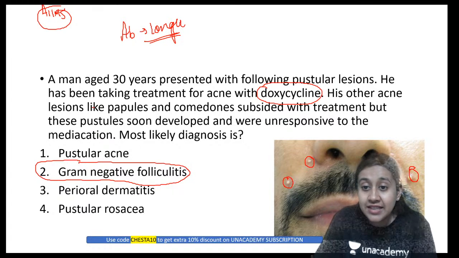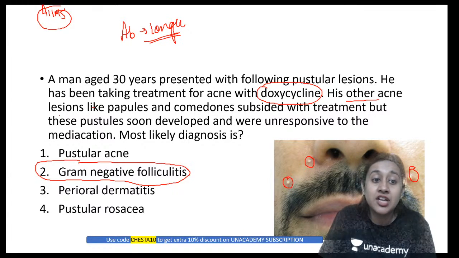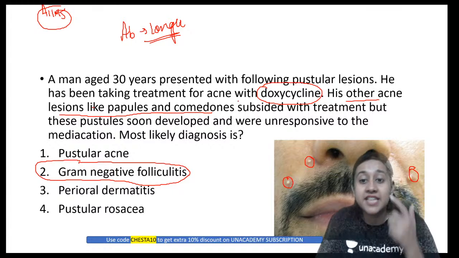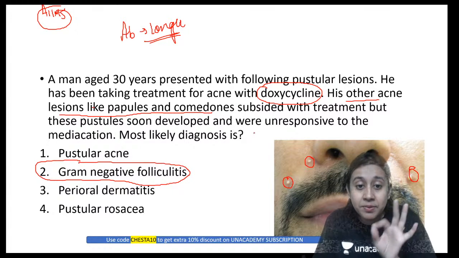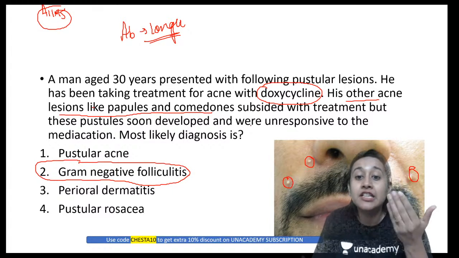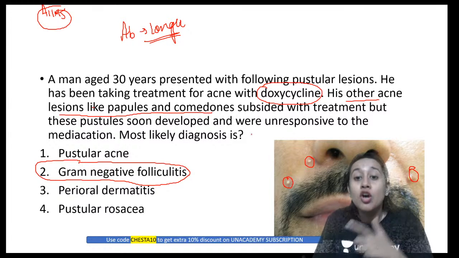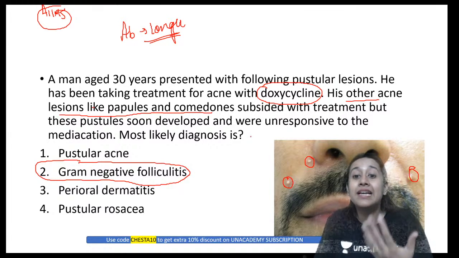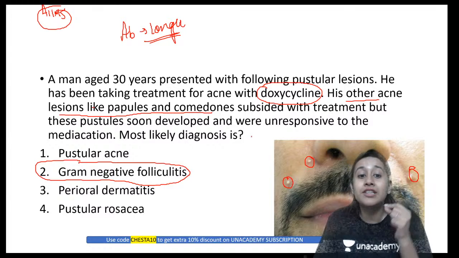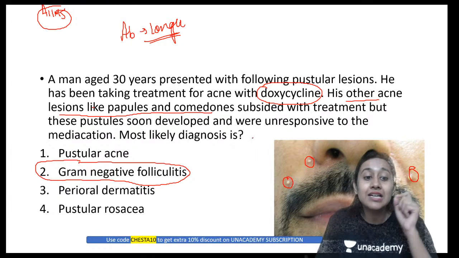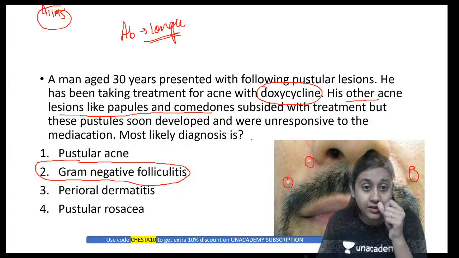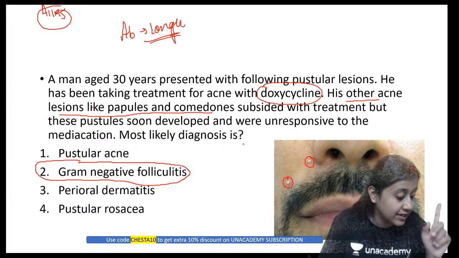They have mentioned that his other lesions, which are acne lesions, have subsided with the treatment. But these pustules are not getting treated with doxycycline because it is a gram-negative organism. So you have to add gram-negative antibiotic coverage for the treatment of this condition. This is a clear-cut case of gram-negative folliculitis. It is not a case of pustular acne.